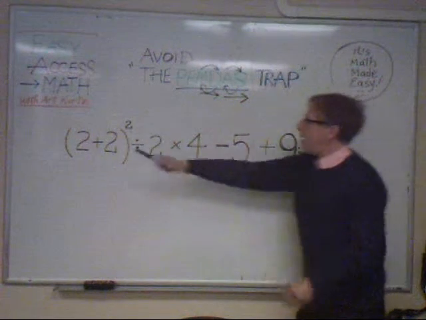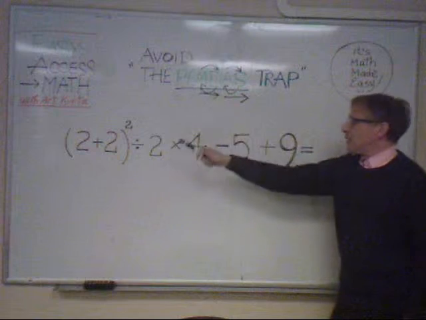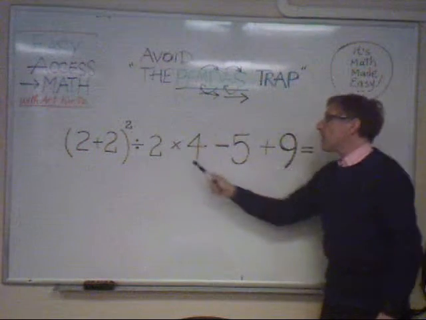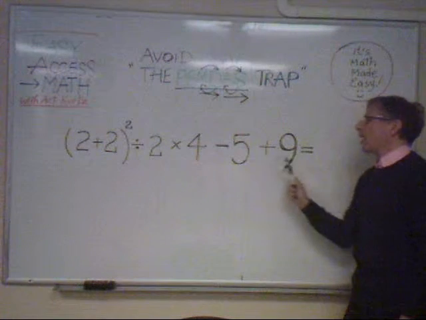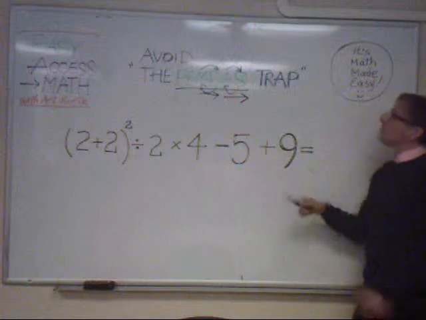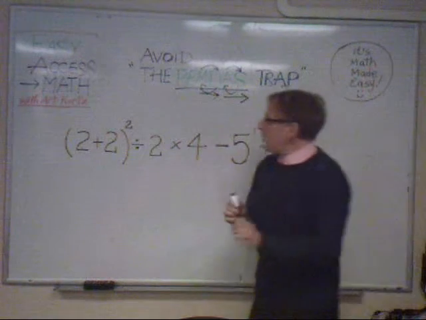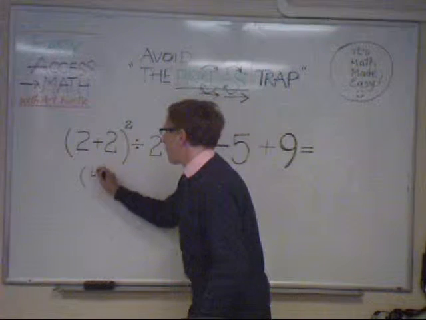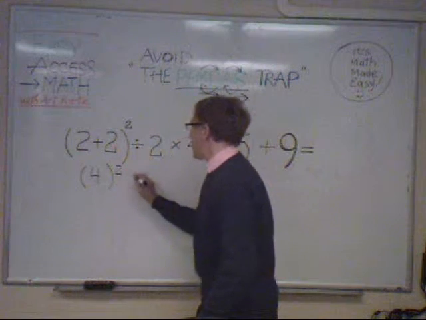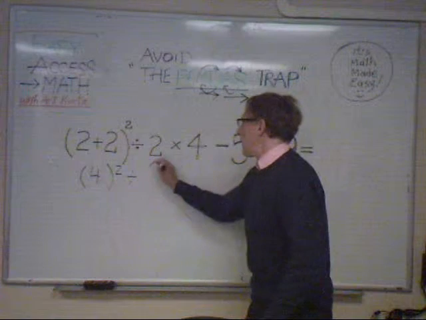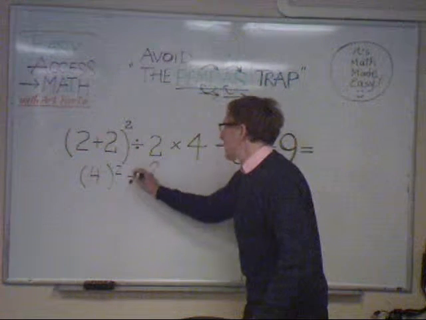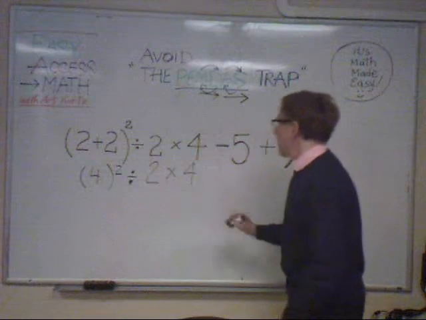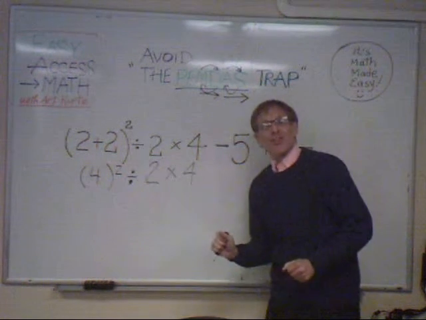Here's our problem. We have, in parentheses, 2 plus 2, outside to the second power, that's the exponent, divided by 2 times 4 minus 5 plus 9. So following PEMDAS, we will do the parentheses first. We have 2 plus 2, that's 4. I'll bring everything else down. Divided by 2. Make that division sign nice. Times 4.